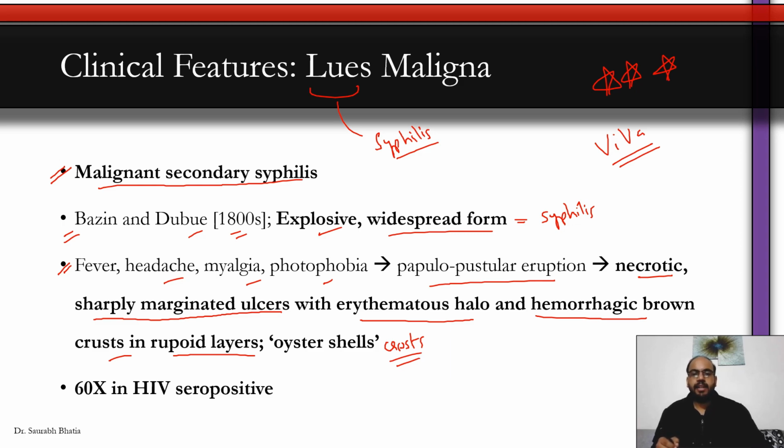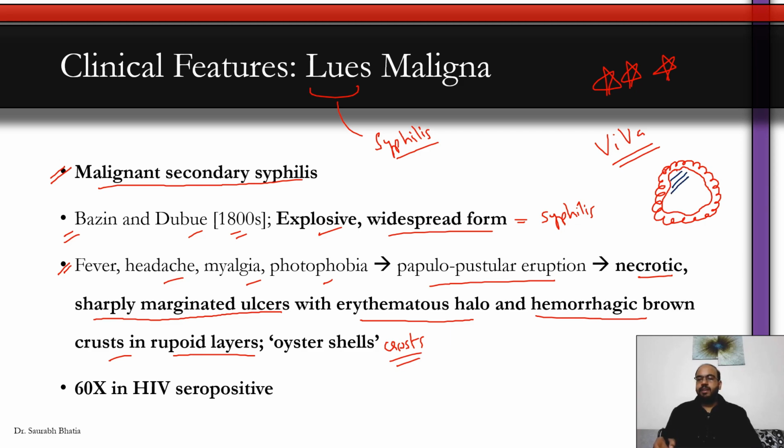Now let me reiterate what I'm saying. In Lues maligna, either because of immunodeficiency or host or agent-specific mechanisms, there is a widespread destructive or explosive form of syphilis. In this form, there's a generalized eruption in the body, and gradually there's development of multiple necrotic, sharply marginated ulcers. That means the margin would be distinct. It will have an erythematous halo because of severe inflammation which is going on, and there will be necrosis inside.